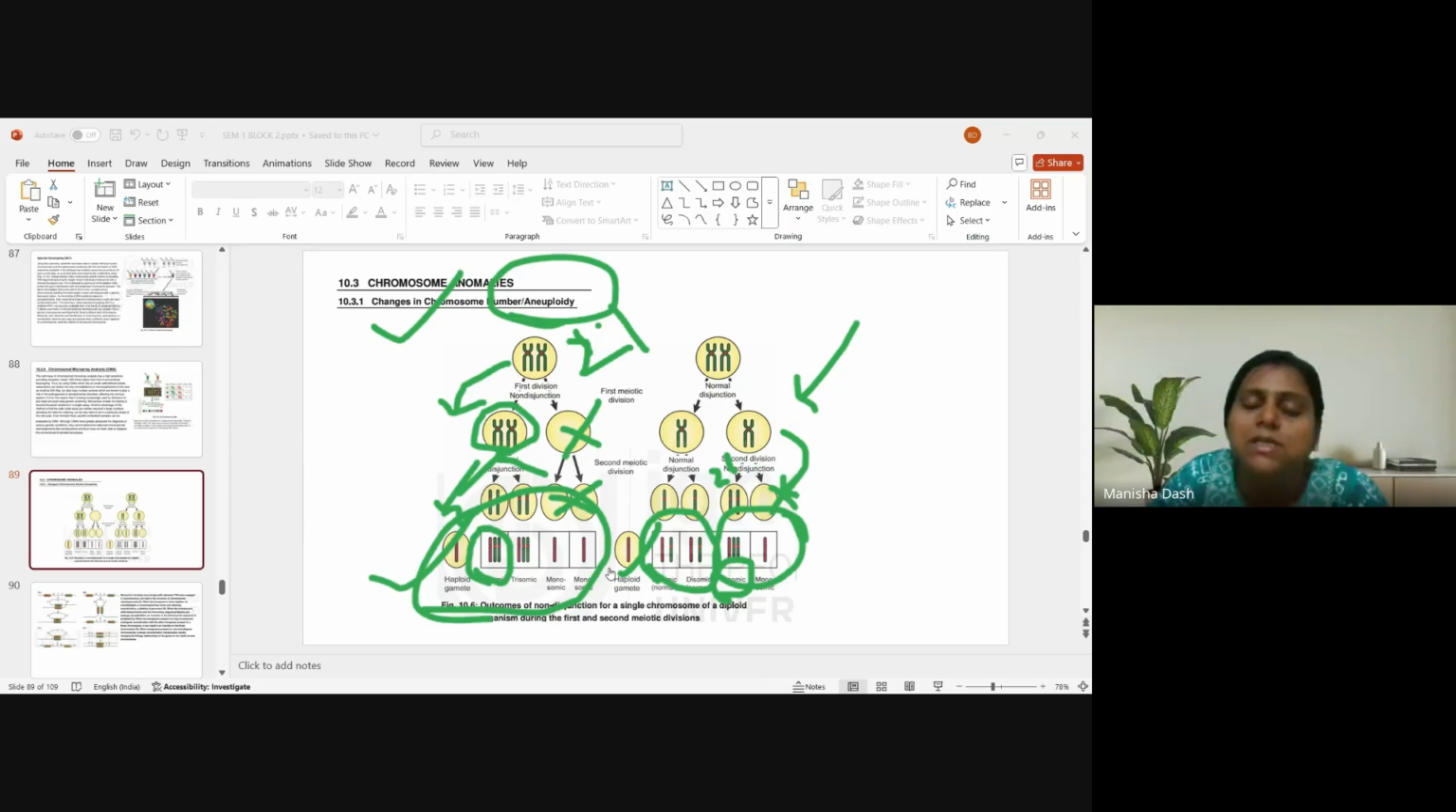Sometimes, if an error occurs, the cell has the capacity to repair it, either by excising a nucleotide, by excision repair, or by repair of the mismatch. If there is a mismatch, that can also be repaired. There are various enzymatic complexes in the cell that participate in the repair process. Then we had the different types of genes and the organization of genes in eukaryotes and prokaryotes.